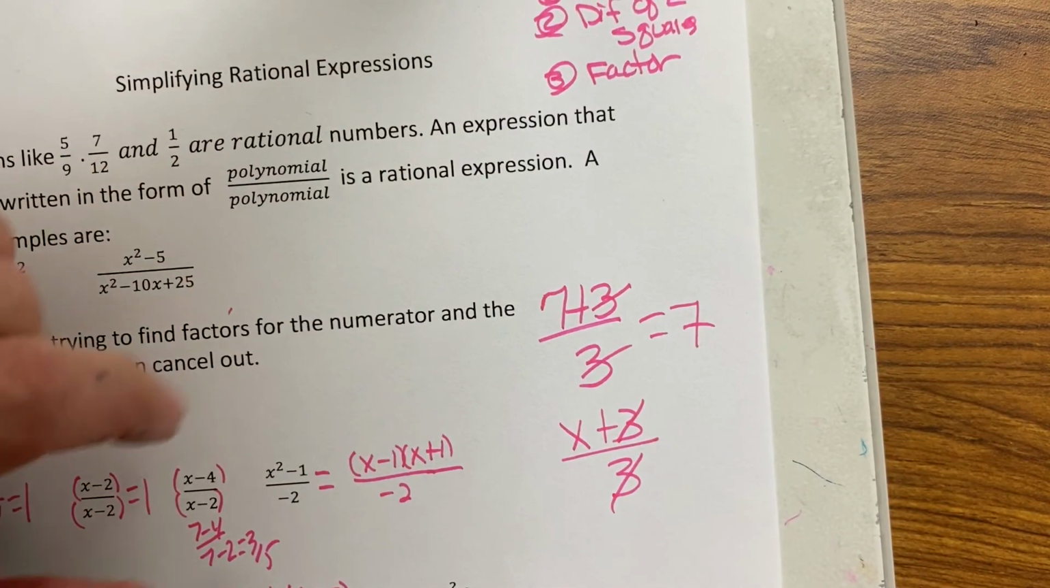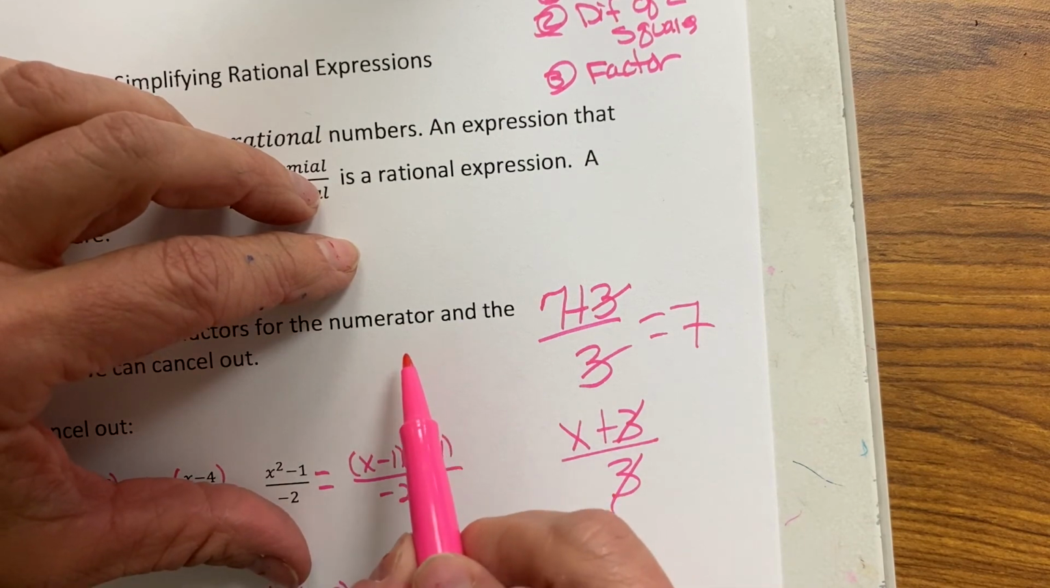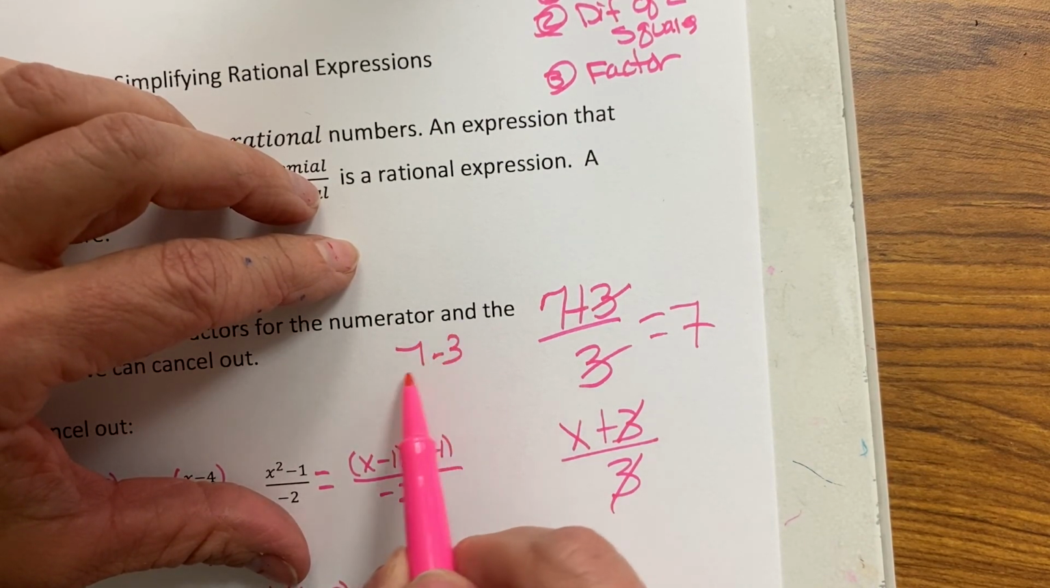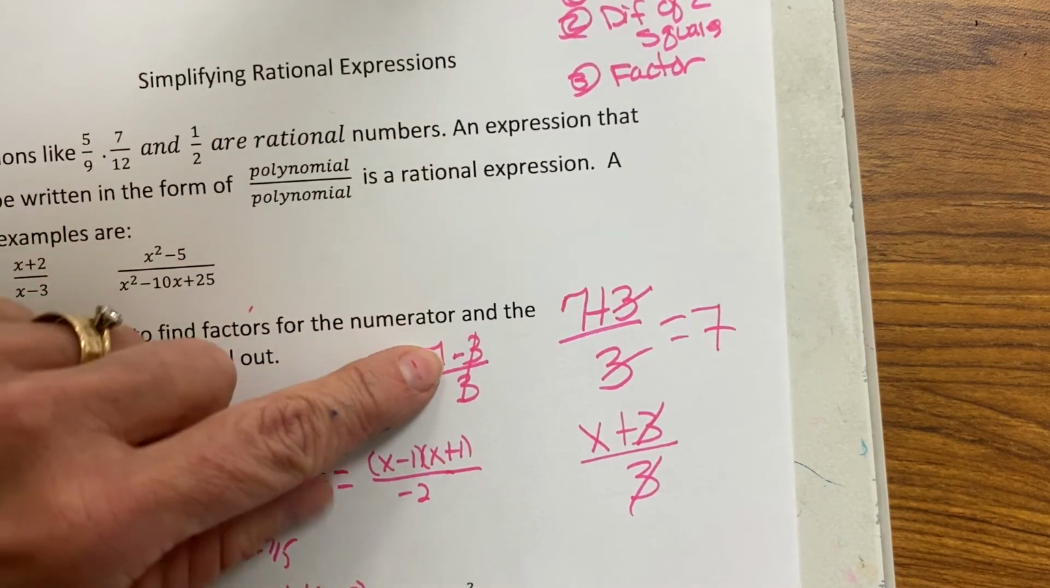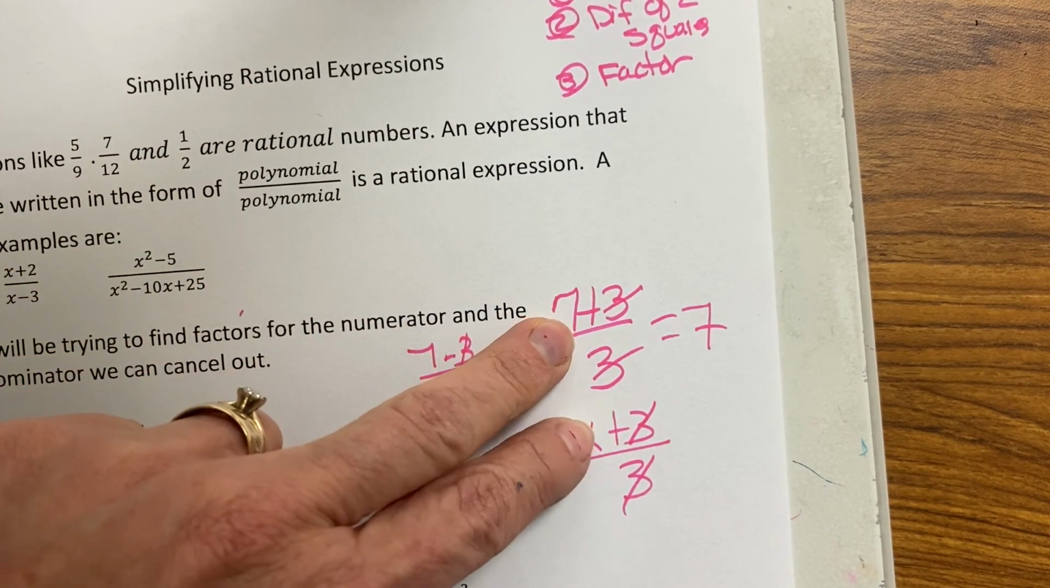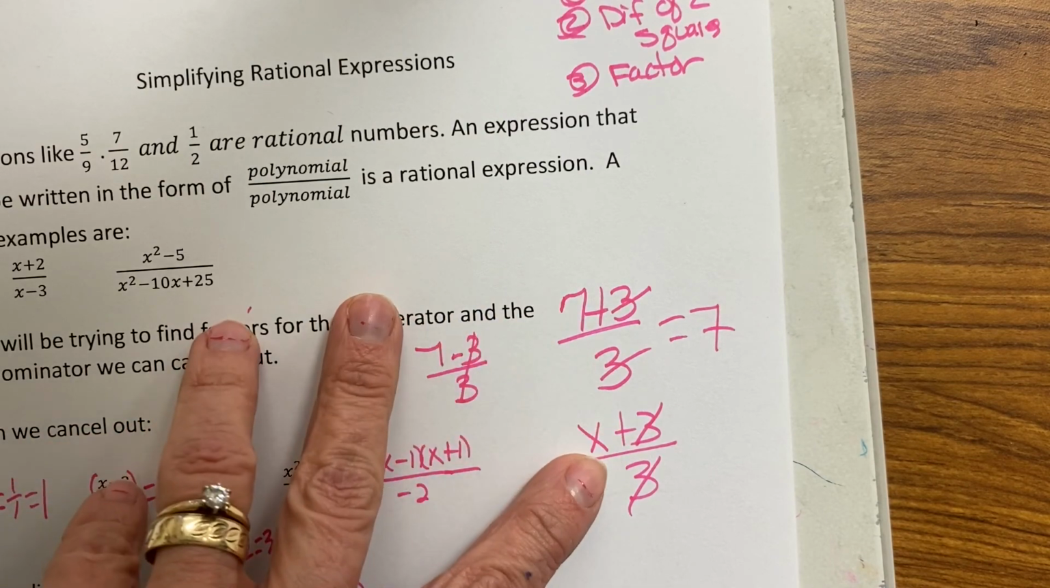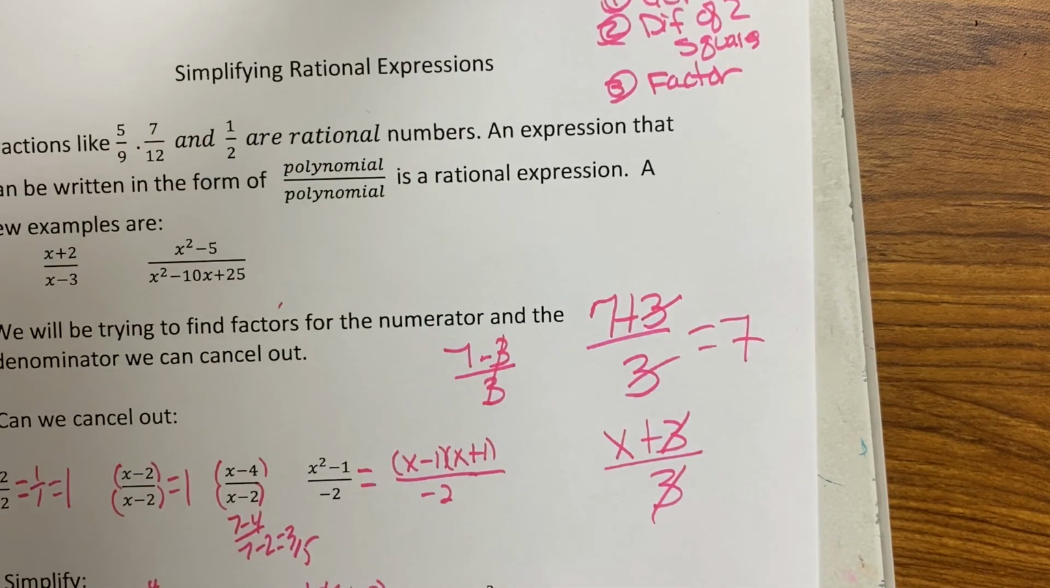If I had multiplication, then yes, if I had 7 times 3 divided by 3, yes, I could do that because there's multiplication, but if there's an addition or subtraction in between, I cannot. So I just wanted to clarify that.